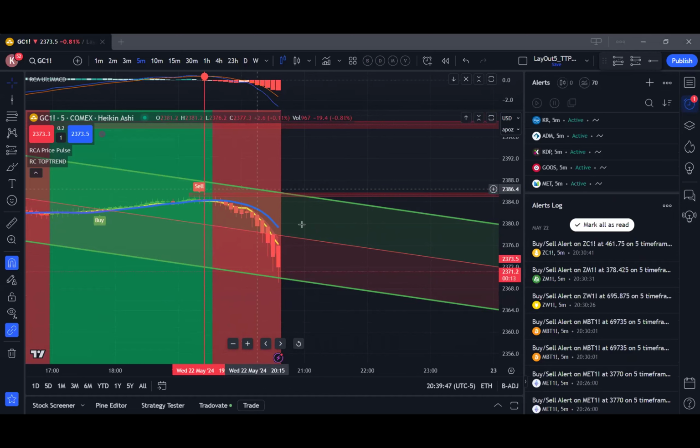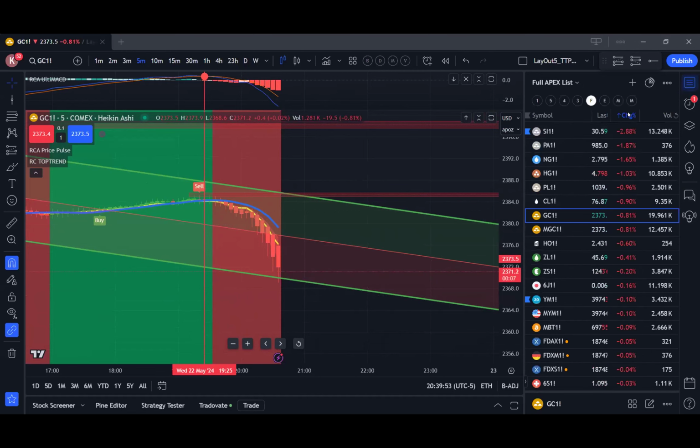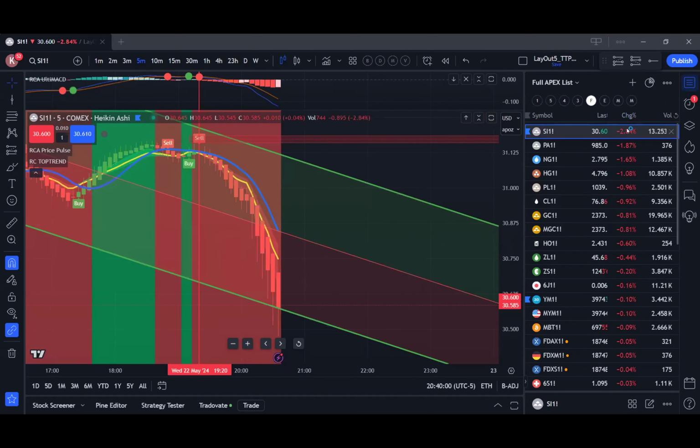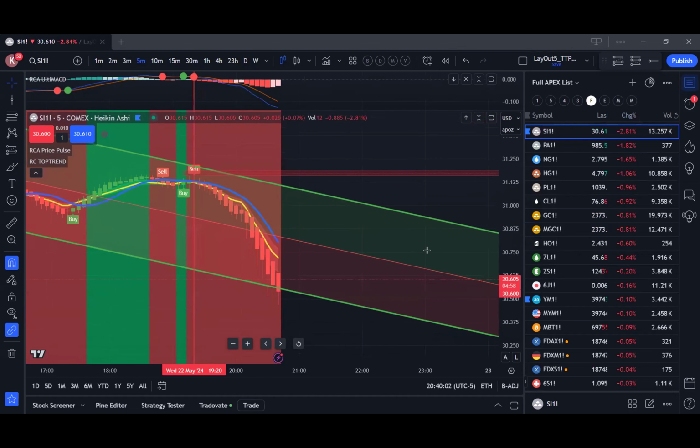Yeah, we'll follow the cloud also. So if your cloud is red, then it's your sell signal. If your cloud is green, you do a buy signal.